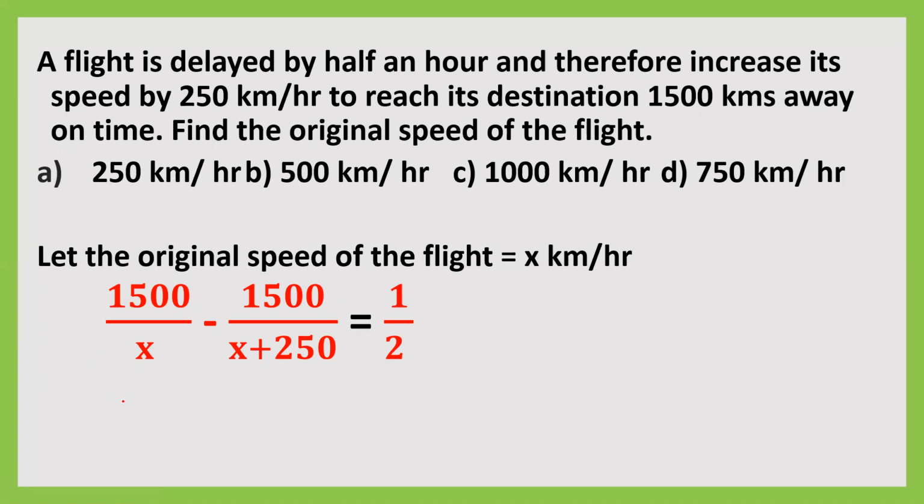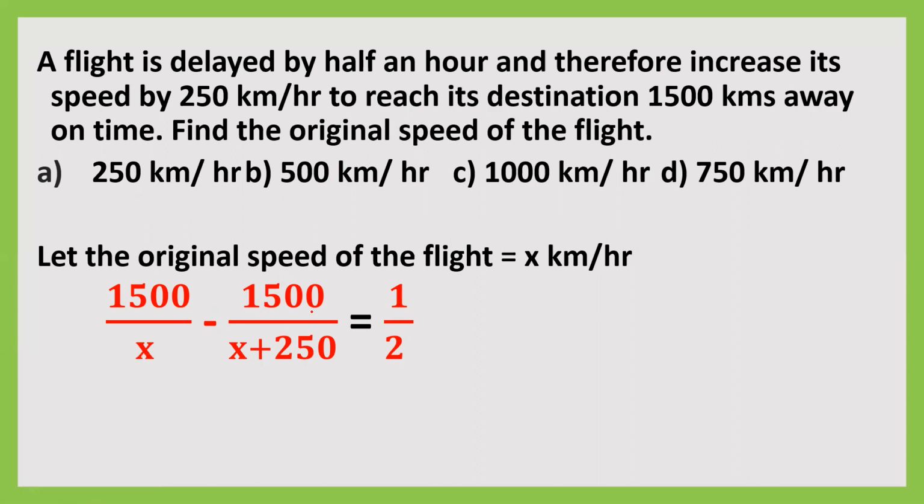Never ever solve a question where x is asked and that x is there in the options, apply options. If you look at the first option, if I put x as 250, 1500 by 250 is equal to 6 hours, and 250 plus 250, 500, is 3 hours. 6 hours and 3 hours, the difference is 3 hours, but the difference given is half an hour. So this option is eliminated. Similarly, if you put 500 in place of x, this is 3 hours and this is 2 hours. The difference is 1 hour. This option is also eliminated.